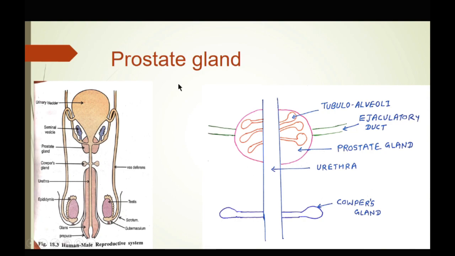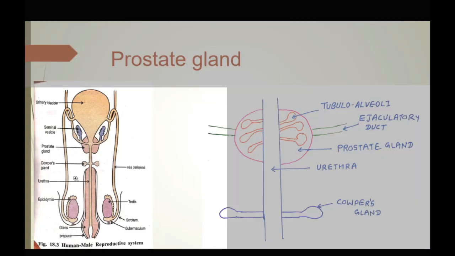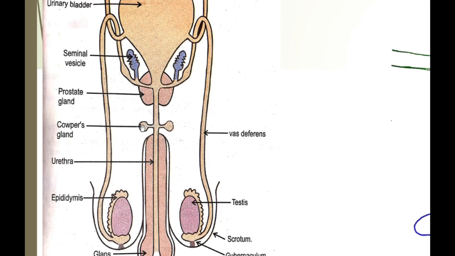The next gland that we are going to see is the prostate gland. You can see in this figure, this is the prostate gland. The labeling is given over here, prostate gland. You can see this is the urinary bladder, and on the posterior region of the urinary bladder, this prostate gland is seen. So the location of the prostate gland is on the posterior side of the urinary bladder.